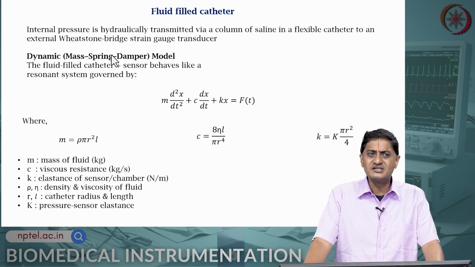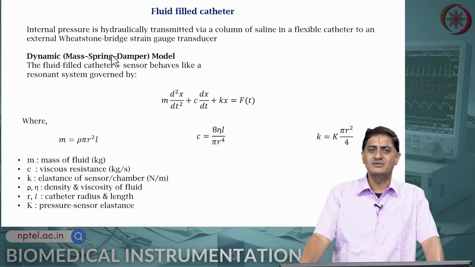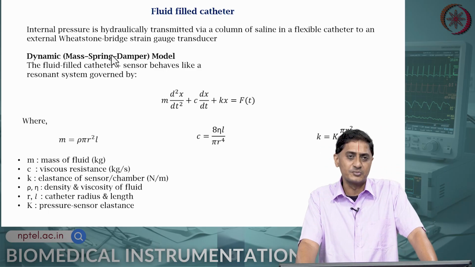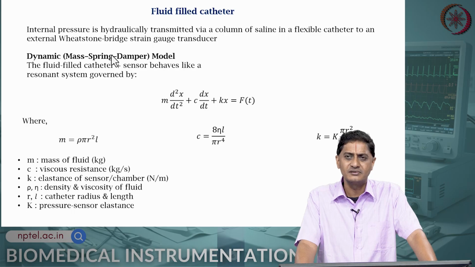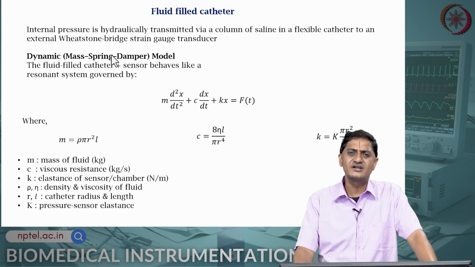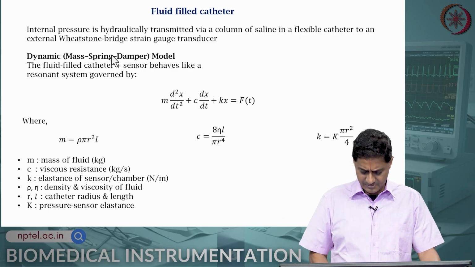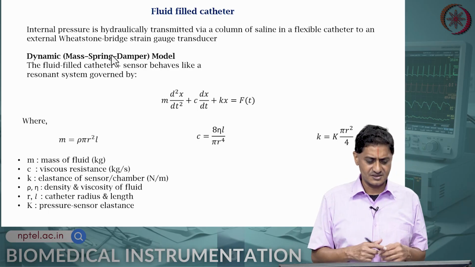Essentially, what is the principle? The internal pressure, the pressure that is on the inside of the system, the intravascular pressure, is hydraulically transmitted via a column of saline and heparin along a flexible catheter to the outside. For example, that outside sensor might be a strain gauge Wheatstone bridge system.